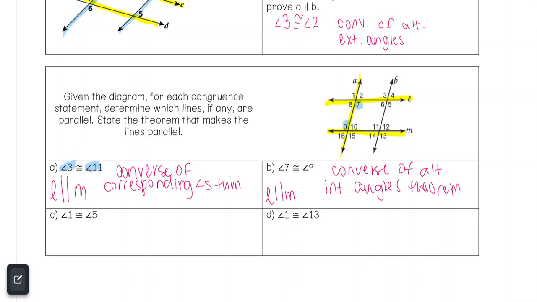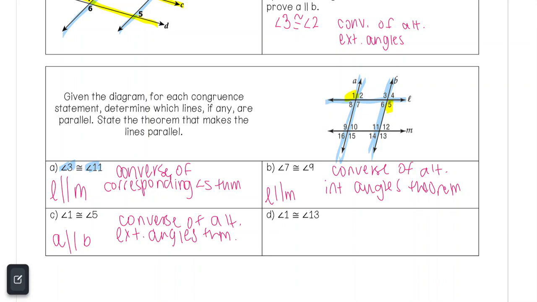Next example is angle 1 and angle 5. So finding angle 1 first, we've got angle 1 right here and angle 5 out here. So 1 and 5 are both touching the same transversal line L, which is a transversal for lines A and B. So what that tells me is that since 1 and 5 are congruent, then by the converse of the alternate exterior angles theorem, that line A would be parallel to line B.